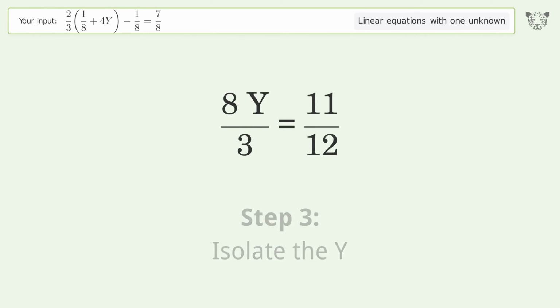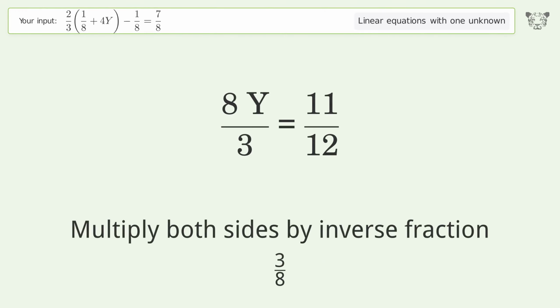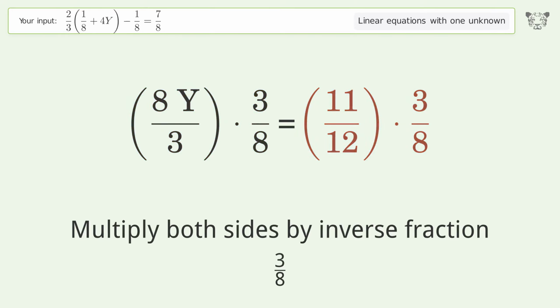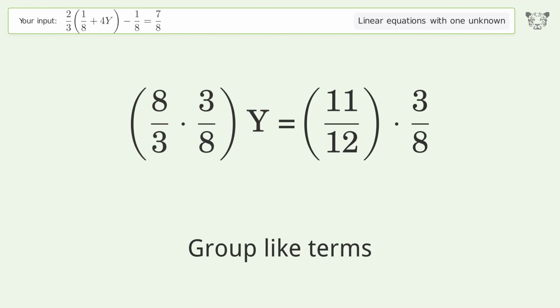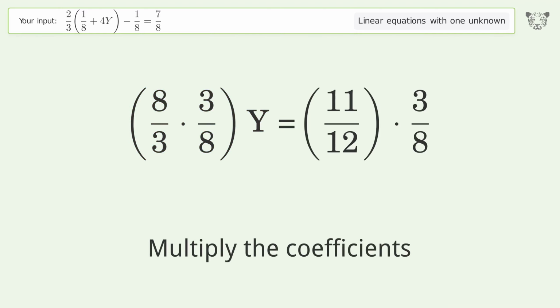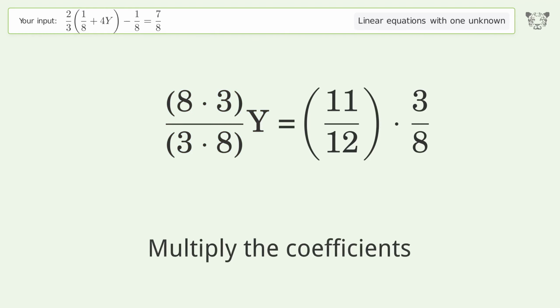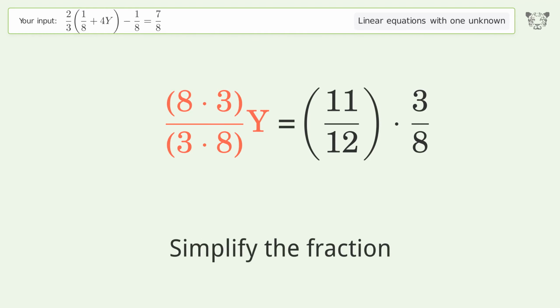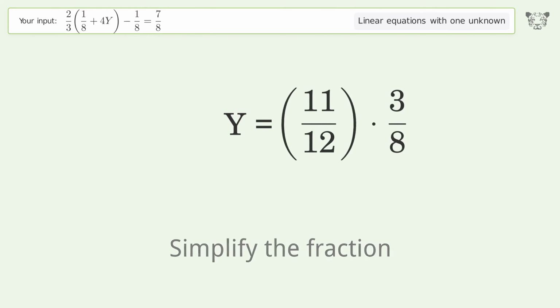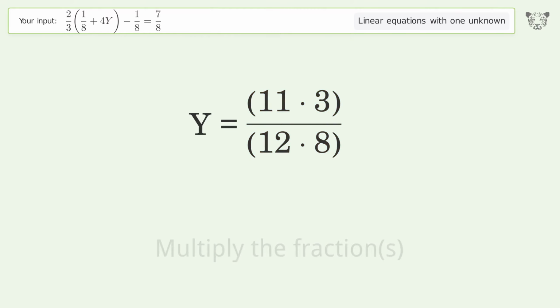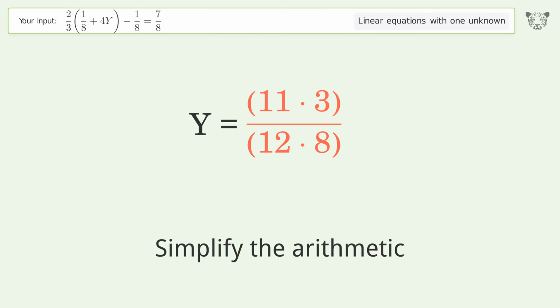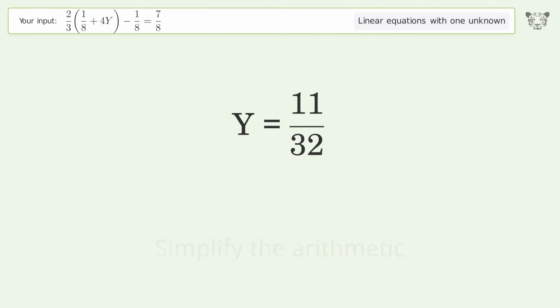Isolate the y. Multiply both sides by inverse fraction 3 over 8. Group like terms. Multiply the coefficients. Simplify the fraction. Multiply the fractions. Simplify the arithmetic. And so the final result is y equals 11 over 32.